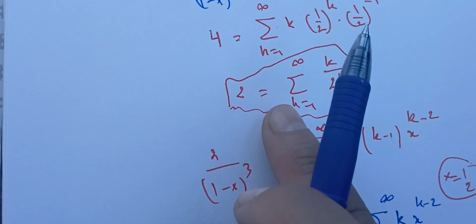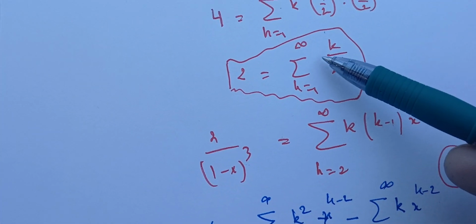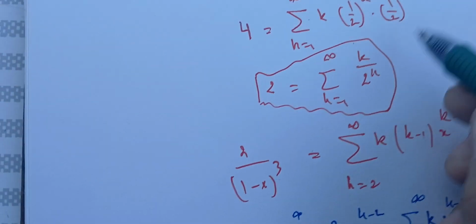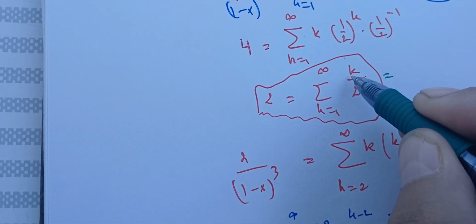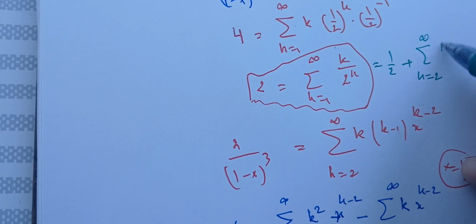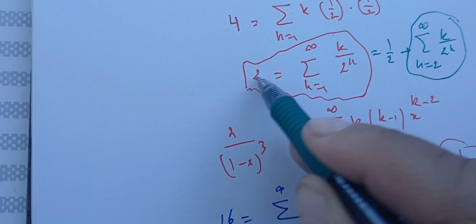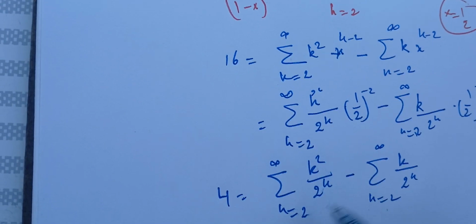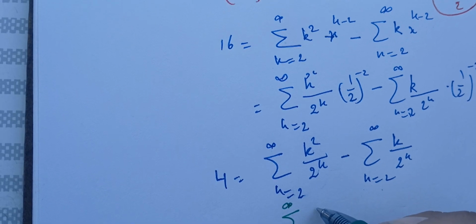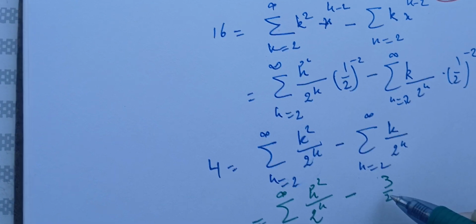I found that the sum of this quantity going from 1 to infinity is 2, but here I need the sum going from 2. So I can write this as: for k equals 1, I have 1/2, plus the sum k going from 2 to infinity of k over 2 to the power k, and this is just 2 minus 1/2, that's 3 over 2. So therefore I have the sum k going from 2 to infinity of k squared over 2 to the power k minus 3 over 2.